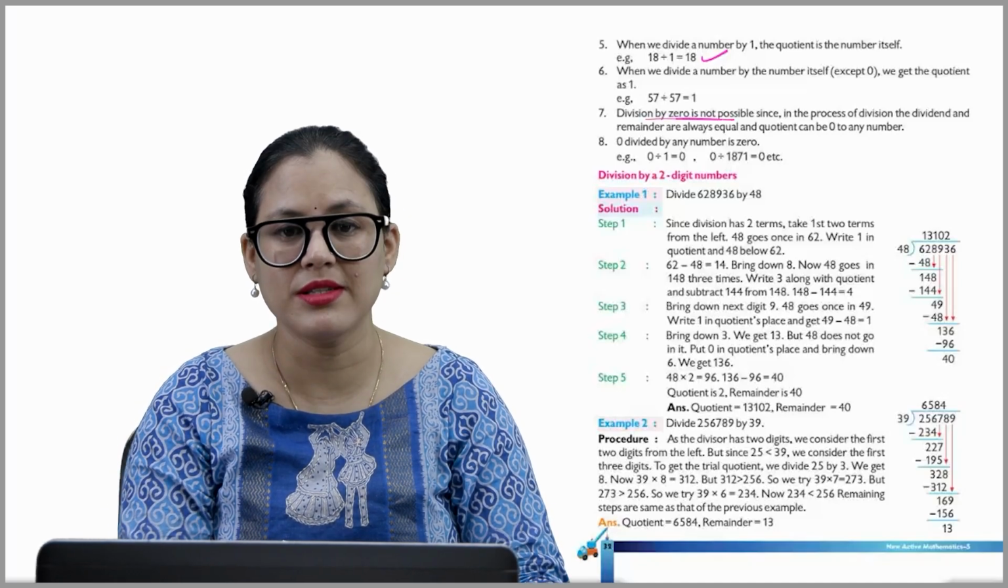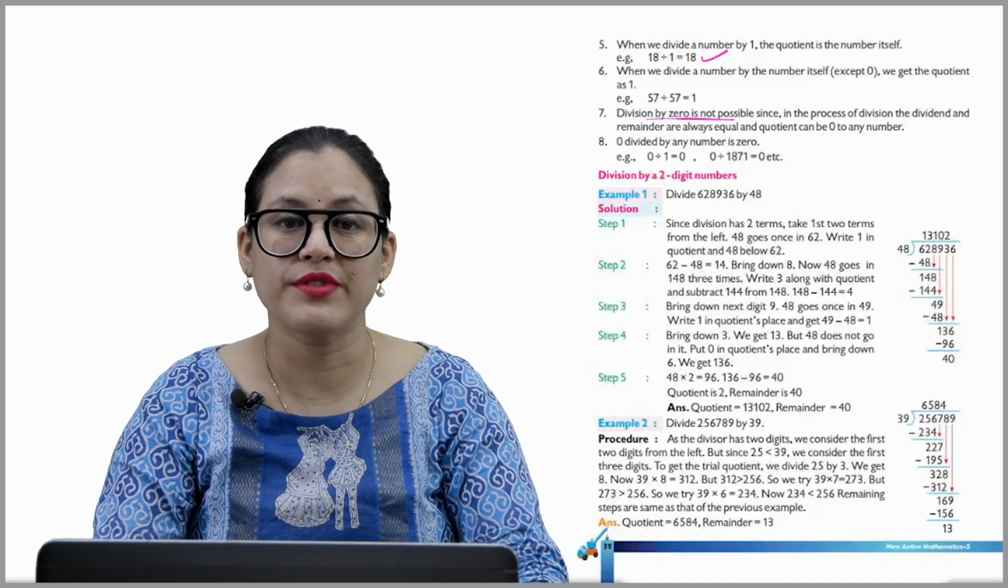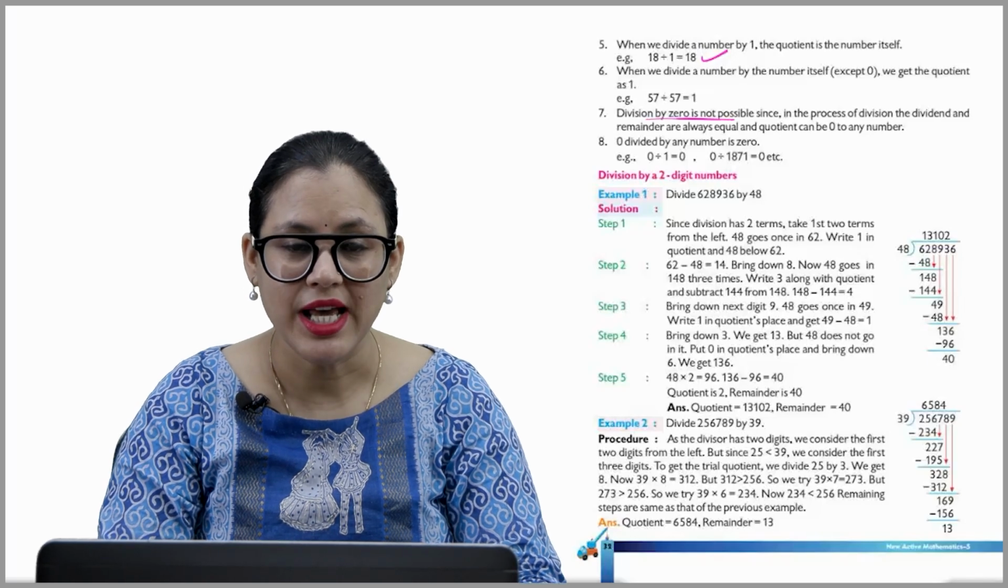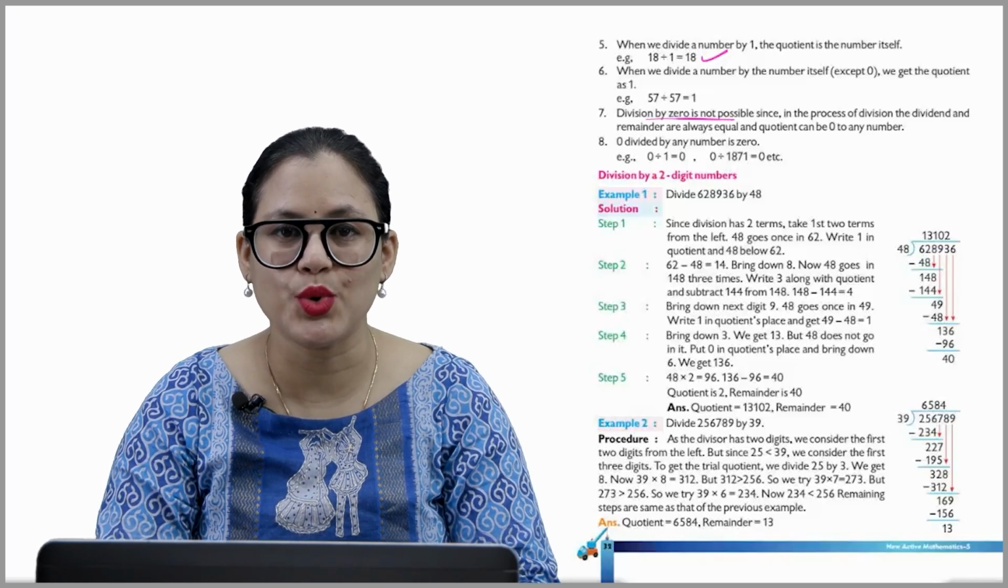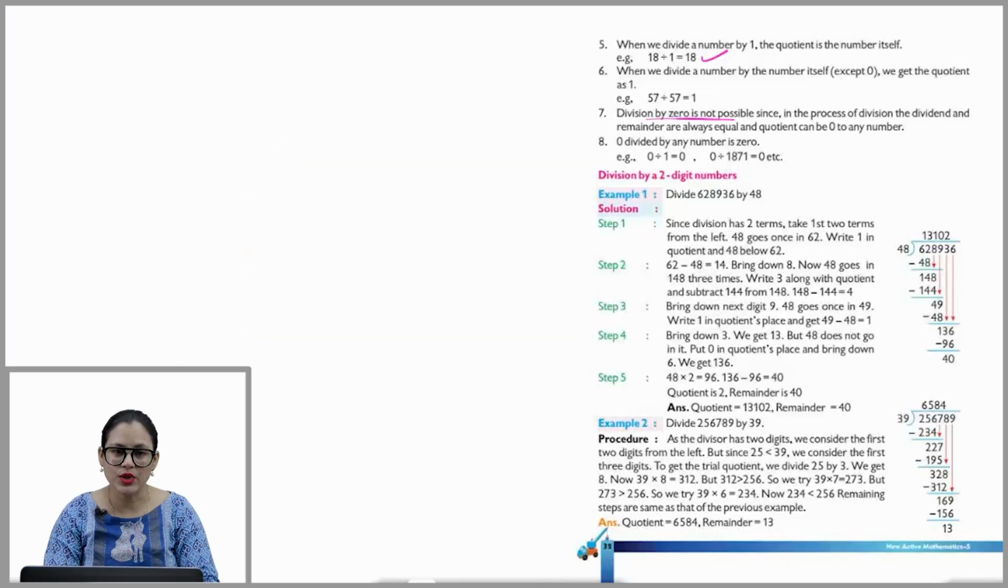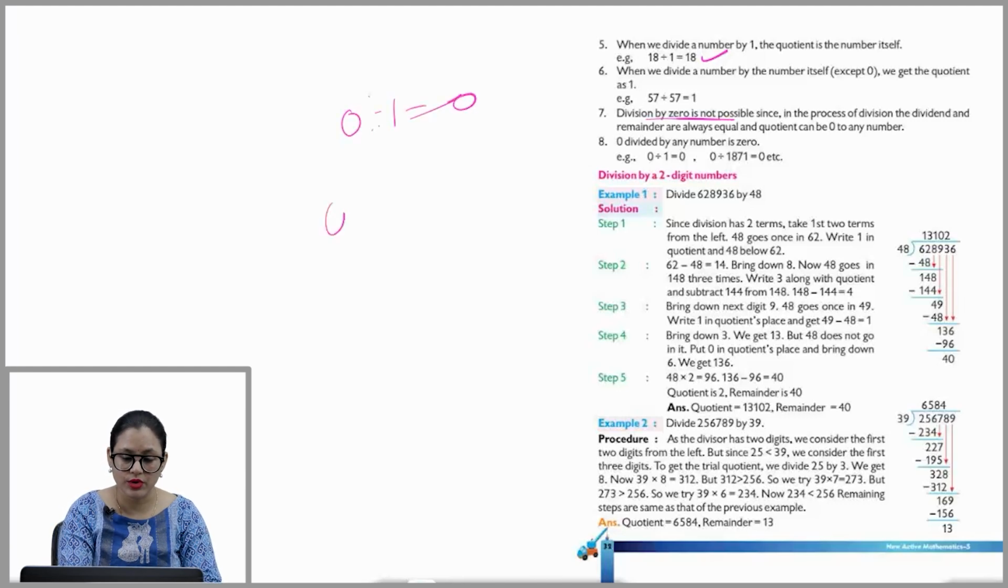Remember that, since in the process of division, the dividend and the remainder are always equal and quotient can be 0 to any number. 0 divided by any number is 0, means 0 divided by 1 is 0, 0 divided by 50 is equals to 0.